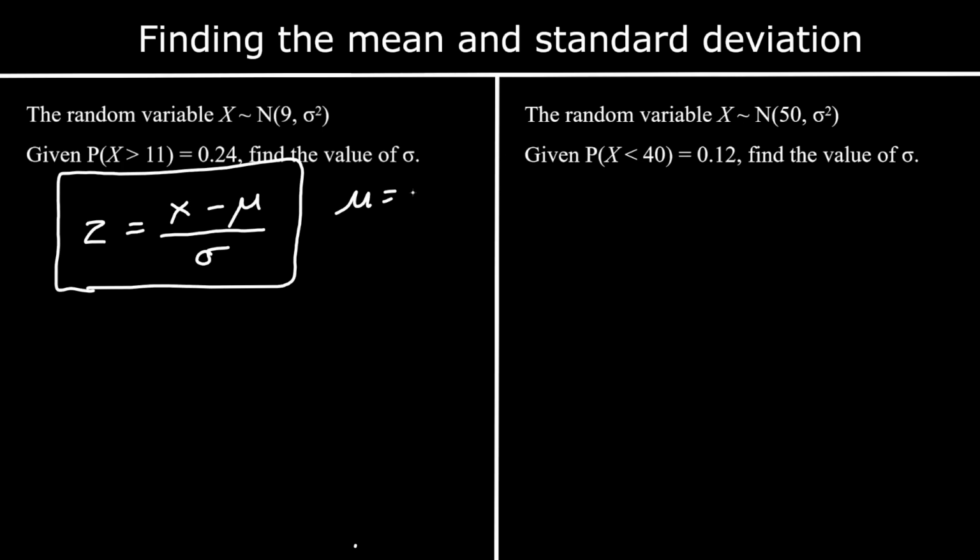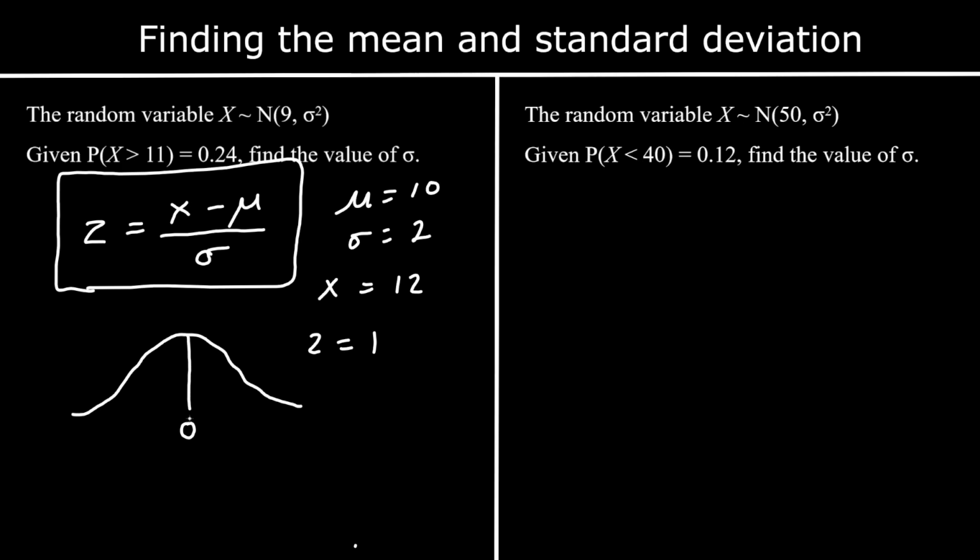It represents how many standard deviations something is away from the mean. So if I had a mean of 10 and a standard deviation of 2, and my value, my x, was 12, 12 minus 10 over 2 is 2 over 2, so 1. It's a z score of 1. It's 1 standard deviation away from the mean. So for a standard normal distribution, the mean is 0 and the standard deviation is 1.